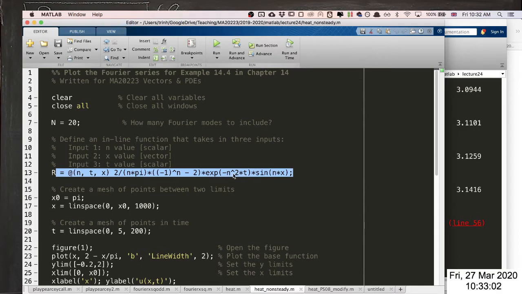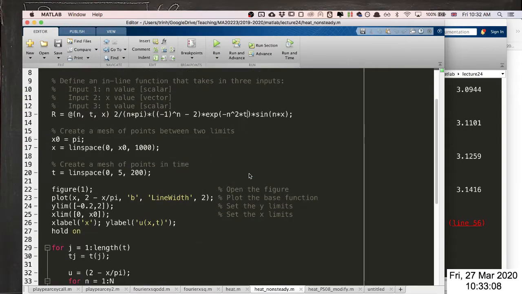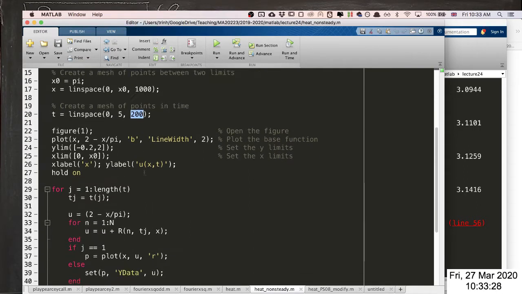Usually this is n squared times kappa times t, but remember for this problem, kappa is equal to 1. And then the domain is from 0 to pi. That's what the next two lines do. It just sets x to be a vector from 0 to pi with 1,000 elements in there. And then we create a mesh of points in time. So we're going to solve from time 0 to time 5, with 200 points in between.